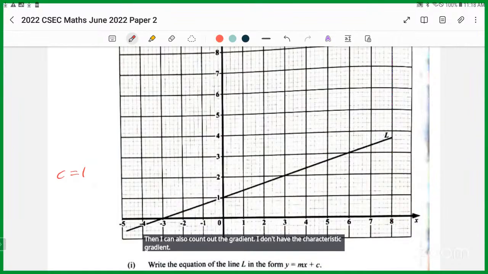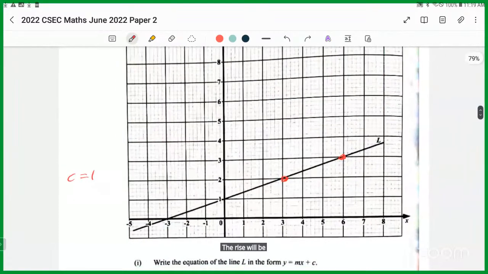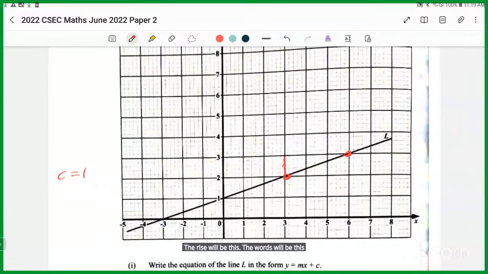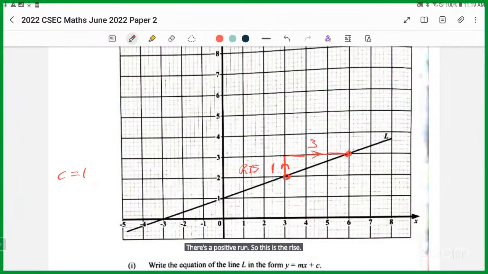So I can choose 2 points, for example here and here, and count out the gradient going from left to right. The gradient is the rise over the run going from left to right. So what will be the rise? The rise will be this, and that rise is just 1 unit. And then the run would be 1, 2, 3 units to the right, so it's a positive run. This is a rise, this is a run. Count them off. And so the gradient of that line would be rise over run between any 2 points.